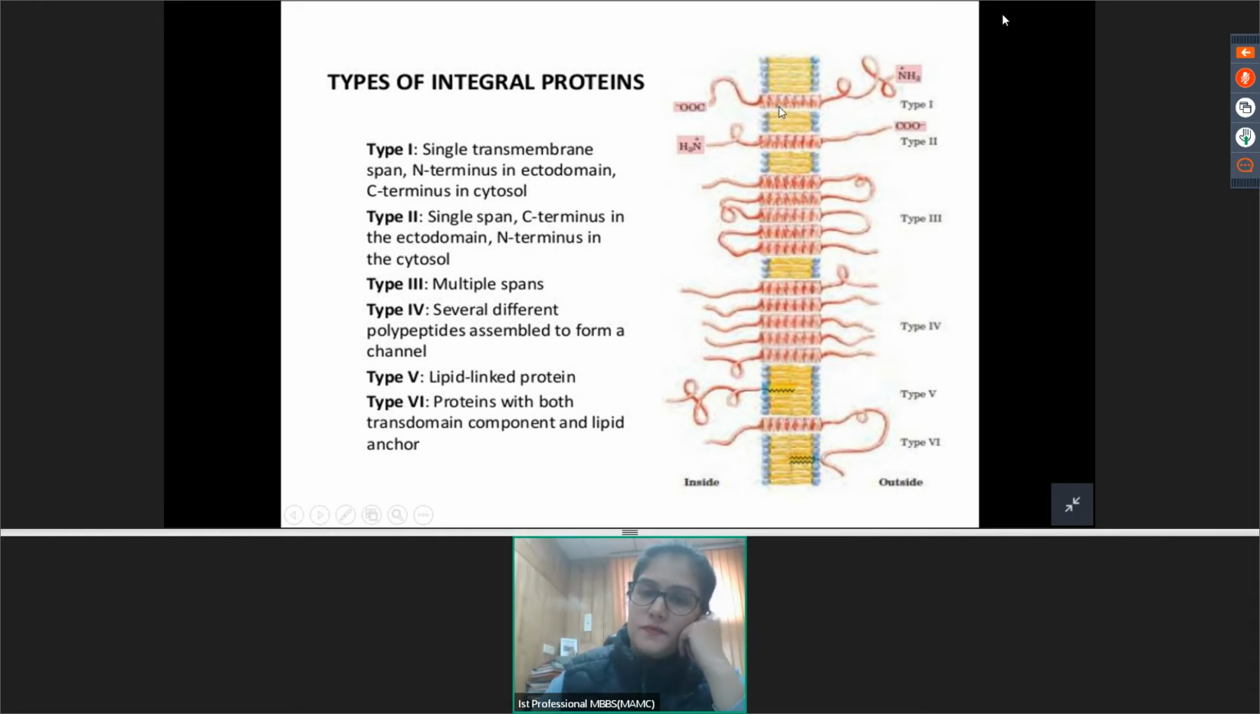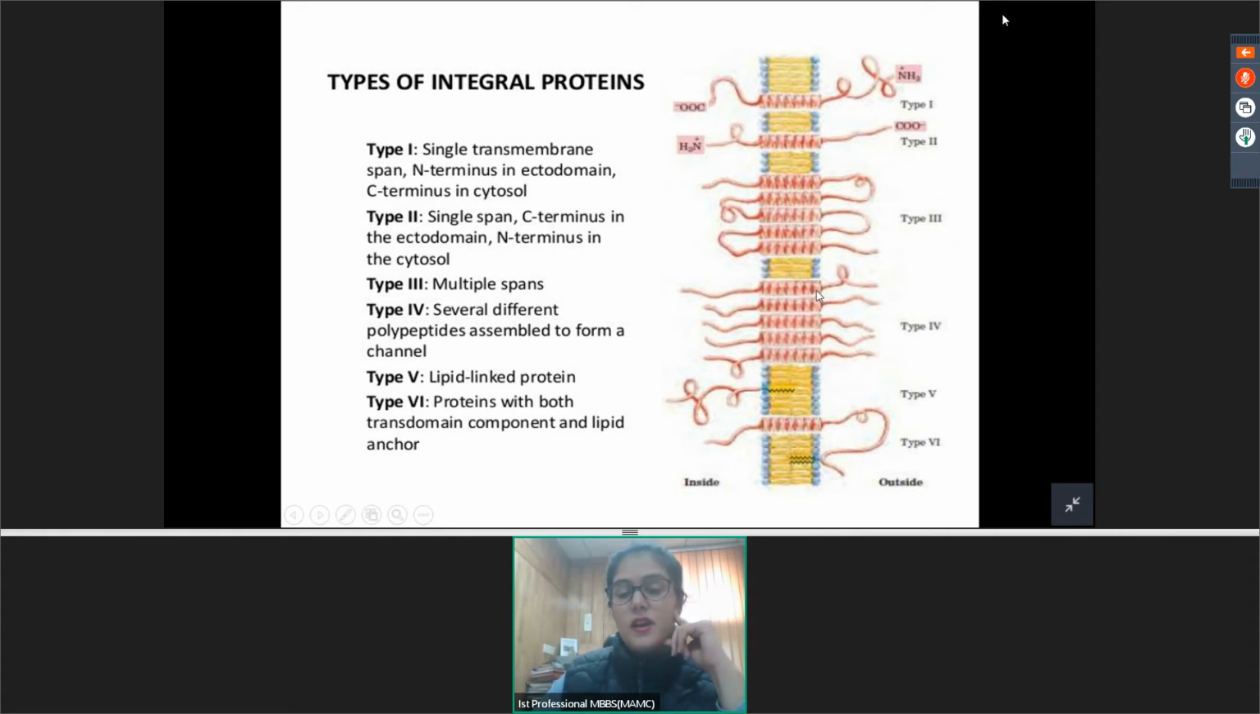Type 1 is a single transmembrane protein. It has a single transmembrane helix with the amino terminal towards the outside and the carboxyl terminal towards the inside. If this is reversed, it forms type 2 integral proteins. Type 3 integral proteins, though a single polypeptide, have many alpha helical regions which span the membrane multiple times.